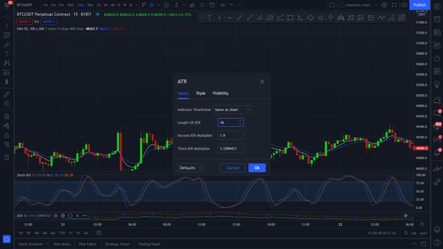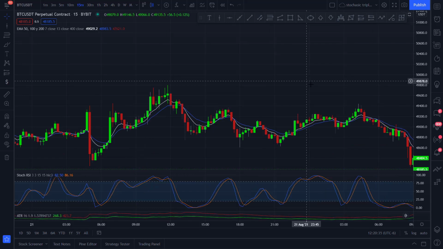And for the ATR, we are going to set it to the 16th length. The second ATR multiplier is going to be 1.9. And if you multiply 1.9 by 1.7 by 1.57, you will get 3 times ATR. So this is going to be our 3 times ATR.